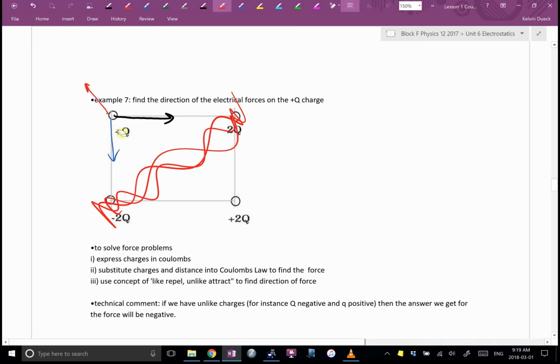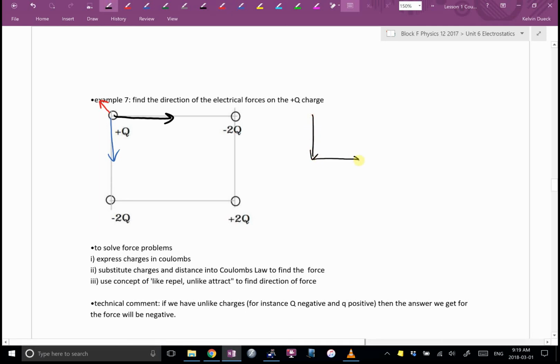Except, I think since the distance is bigger, the force would be weaker, and so I'm going to do that by doing a shorter arrow. How would I add those three vectors together? Tip to tail. I'll do the easiest ones first. So I'm going to go like that, like that, like that. The resultant is this red line here.